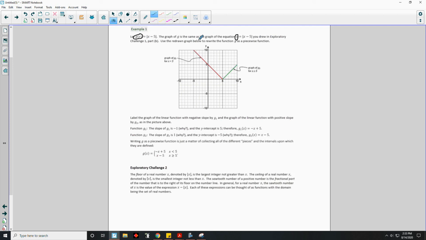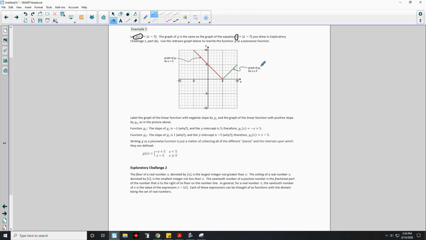Use the redrawn graph below to rewrite the function g as a piecewise function. So I've marked this red and I marked this side green because those are our two pieces to our piecewise function. You label the graph of the linear function with negative slope by g sub 1, okay? And the graph of the linear function with the positive slope by g sub 2. They labeled it for us here: graph of g sub 1 for x less than 5. So any x less than 5, we're going to use this function here.